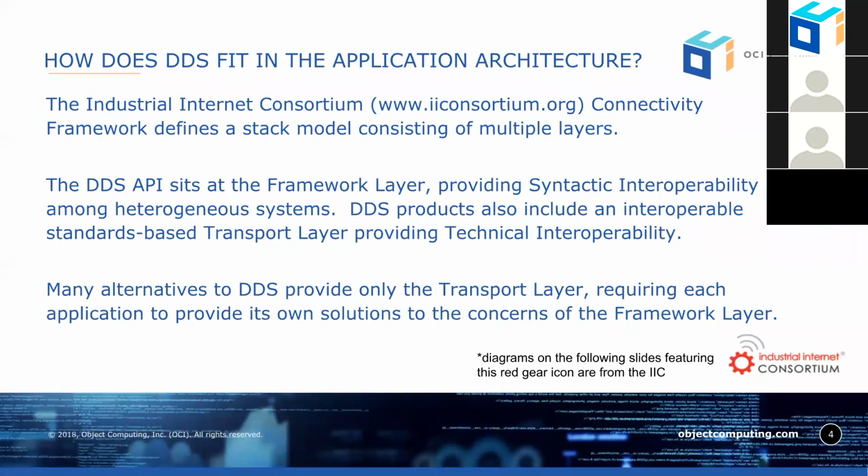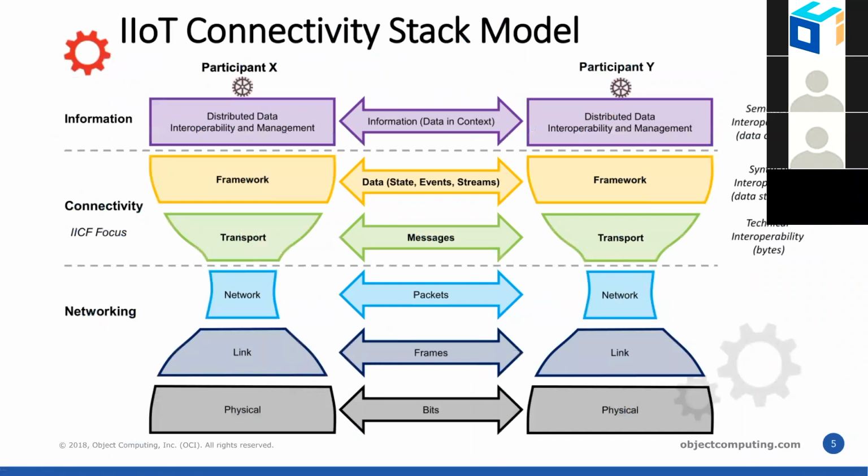To take a look at what this really means for application architecture, we're going to count on some resources provided by the Industrial Internet Consortium. The Industrial Internet Consortium, IIC for short, has published a connectivity framework that defines a stack model consisting of multiple layers. The DDS API sits at the framework layer, providing syntactic interoperability among heterogeneous systems. DDS products also include an interoperable standards-based transport layer that provides technical interoperability. Let's take a look at that graphically here. So not only is there a transport layer shown in green, but there's also the framework layer shown above it.